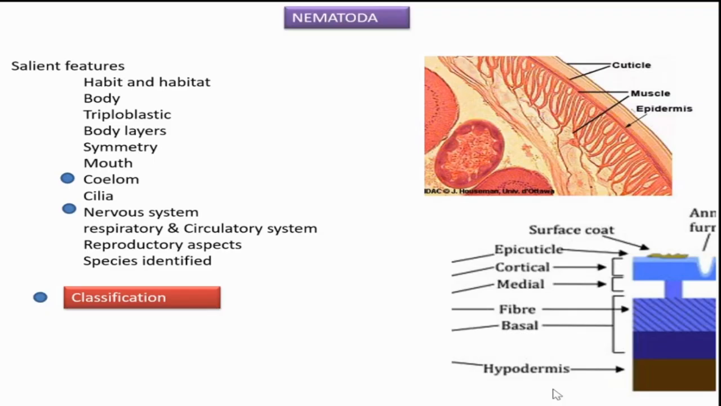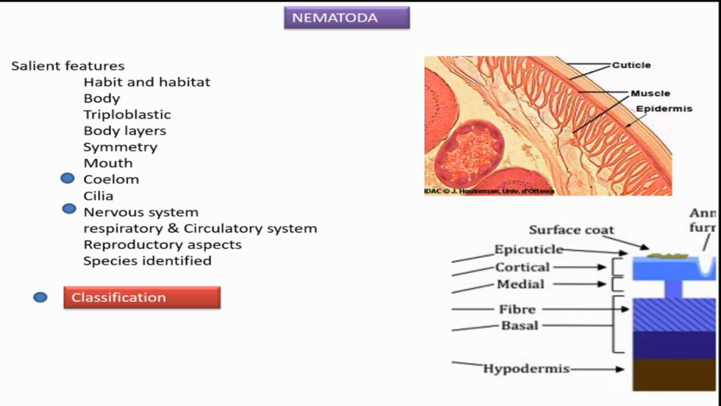Good morning, students. Today we are going to start the next chapter, the next phylum, that is Nematoda. First, regarding its name. Its name originates from Greek. Nema means thread, and Eidos means form. Thread-form organisms, they are nematoda. That term originates from Greek.